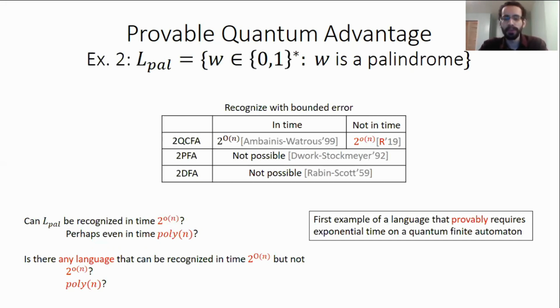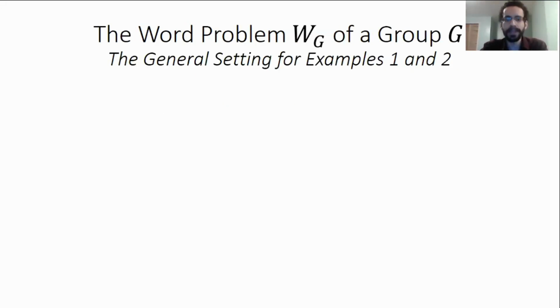Now, in order to prove the results I've already mentioned, as well as several other results, we study a particularly interesting sort of language, the word problem of a group. While neither of the two previous example languages are group word problems, they are each closely related to a group word problem, and our results about those languages will follow, as special cases, from our more general results about group word problems.